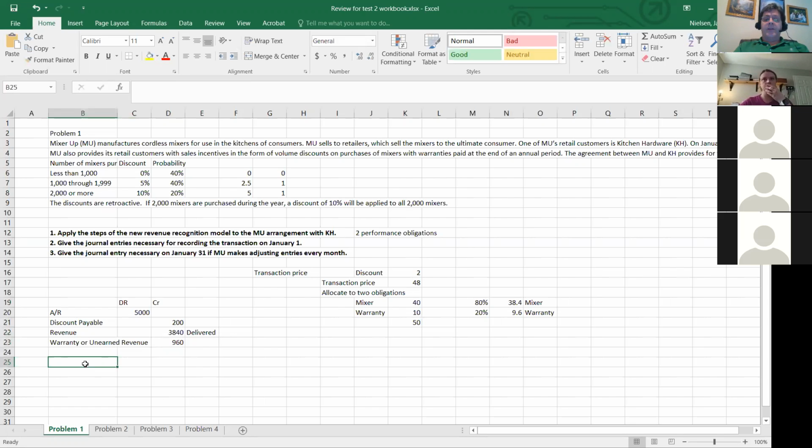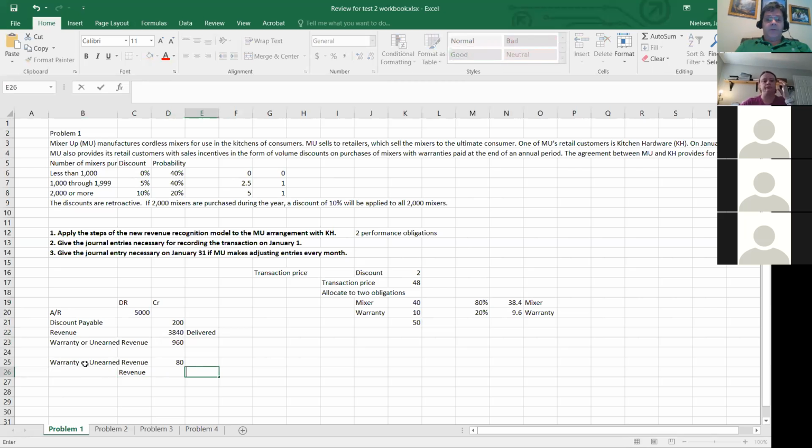And so if we were to think about this, this was a 12-month warranty. Okay, right? So 1 year. So we're going to earn 1/12 of this unearned revenue. So we're going to debit warranty or unearned revenue for 960 divided by 12, 1 month's worth, and record it as revenue.